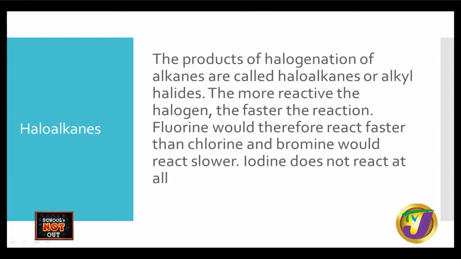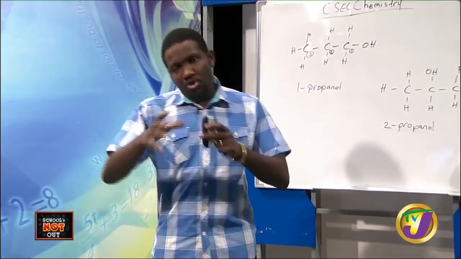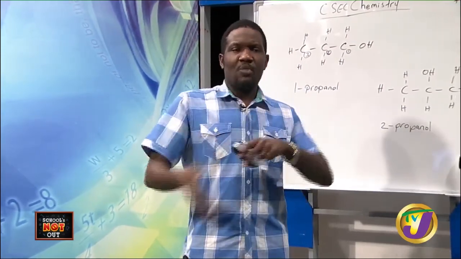The more reactive the halogen, the faster the reaction. All right. So we know that fluorine is the most reactive halogen. So any alkane reaction with fluorine will be very fast, right? Chlorine will be kind of in-between, and then bromine will be slow. Iodine doesn't react with any alkane at all. It's too unreactive compared to the others, so it doesn't produce a reaction.